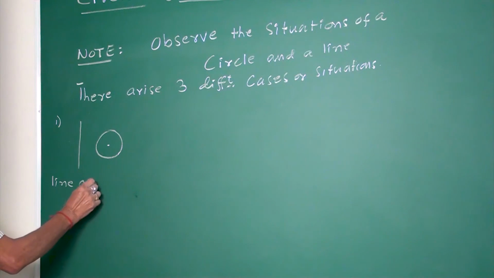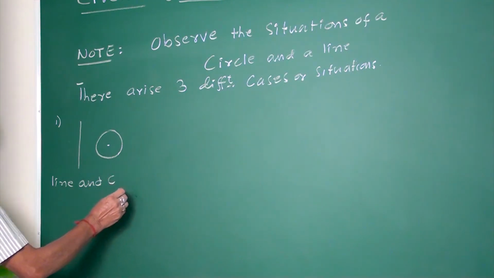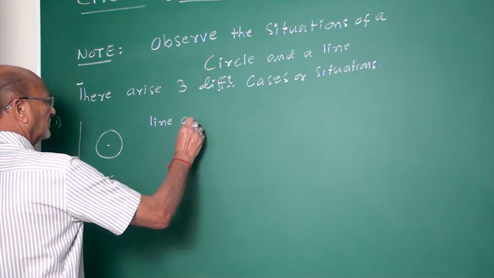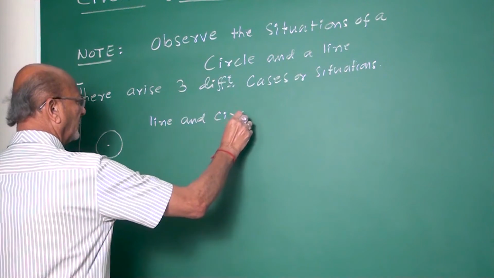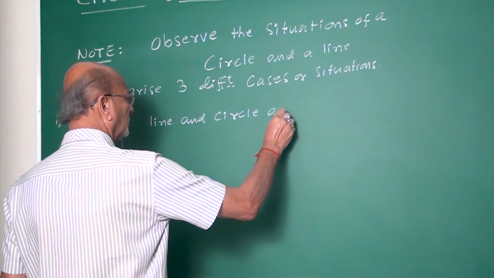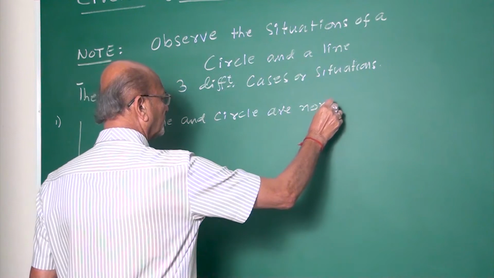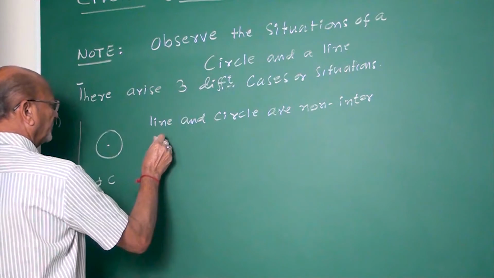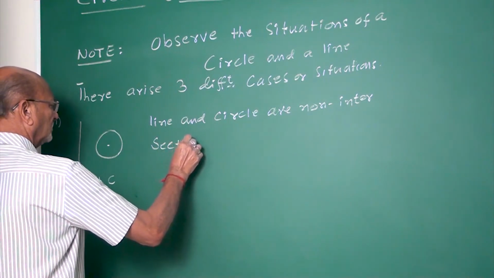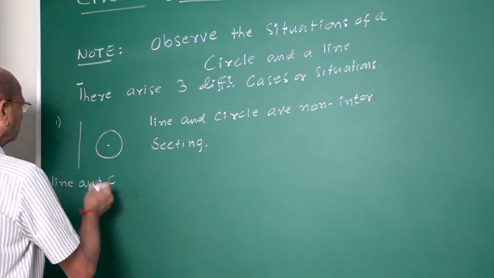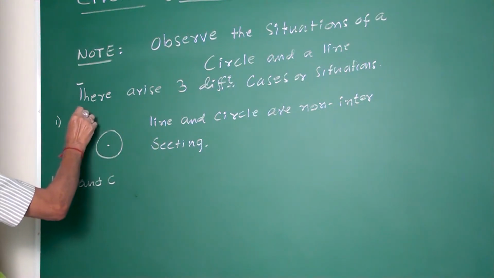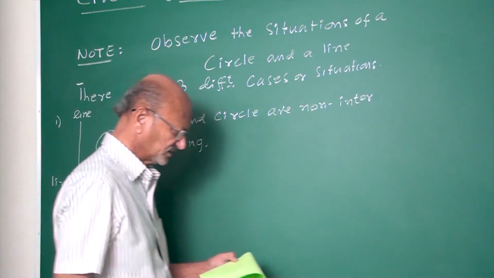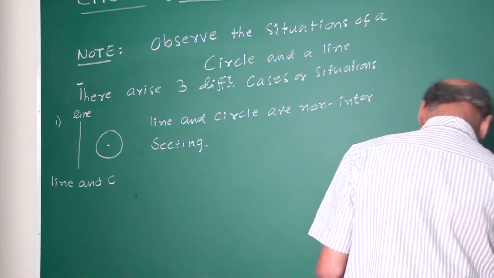Line and circle are non-intersecting. They are different. This is a line, this is a circle, my friend. Line and circle, they are non-intersecting. This is one case.